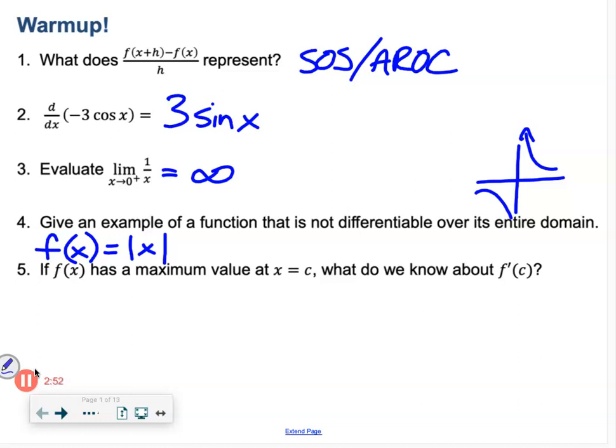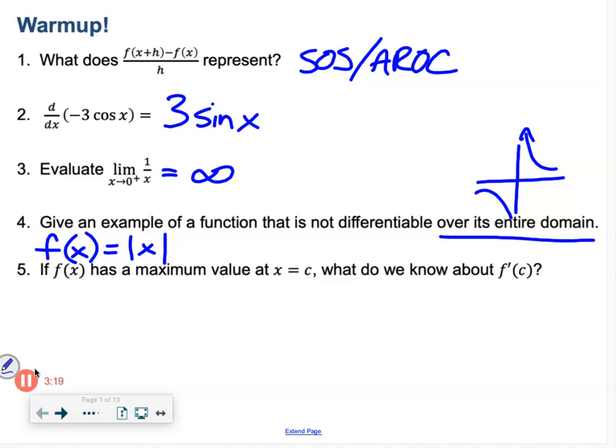The 1 over x is actually what everybody in first period put because you guys have just done it in number 3. So 1 over x isn't differentiable at 0, but 0 isn't in the domain of 1 over x. And since this says, give an example of a function that is not differentiable over its domain, 1 over x doesn't count because it is differentiable over its domain.